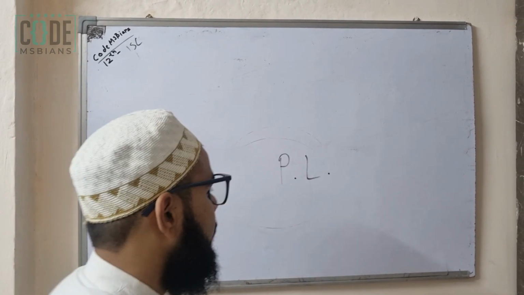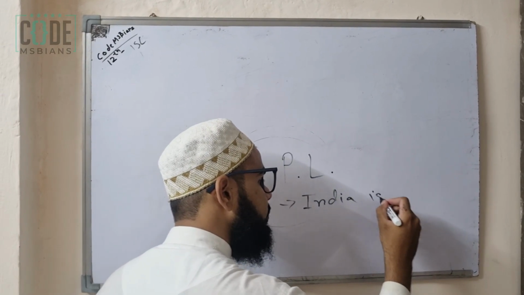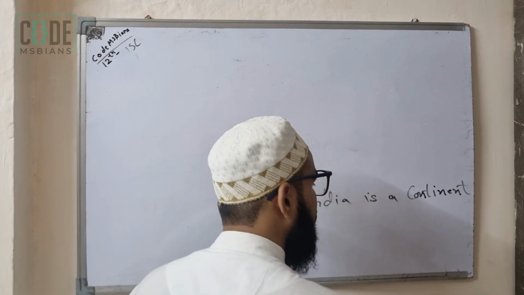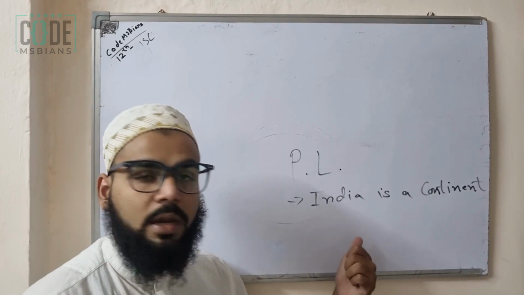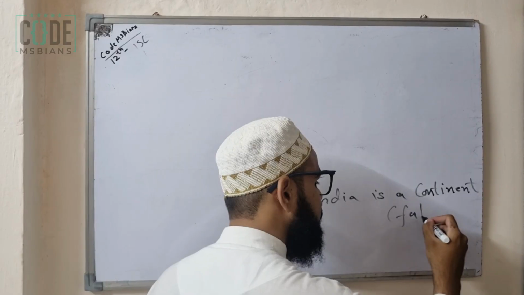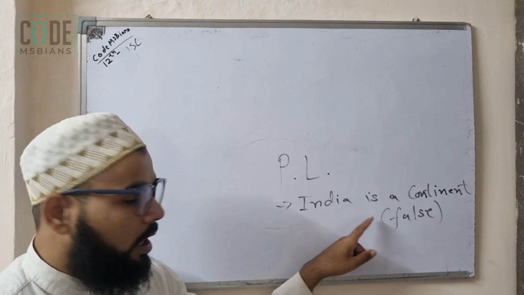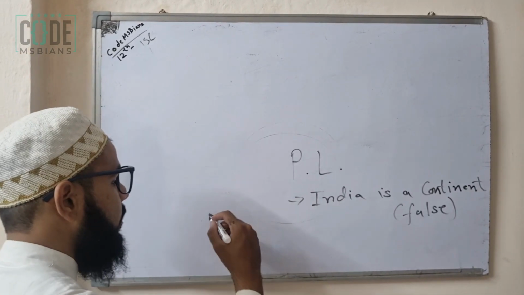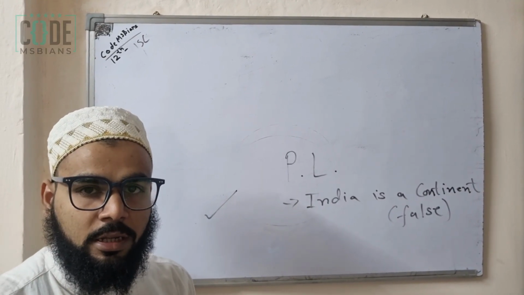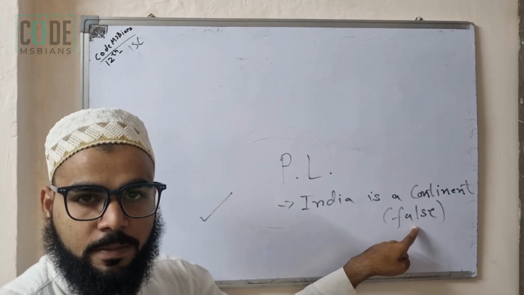Let me give you an example. I'm writing here: India is a continent. Right? Now, this is a statement. We know that this statement, India is a continent, is false, because India is a country, it's not a continent. So according to propositional logic, this is right. The statement falls under the propositional logic category, because we have a definite final result, which is false.